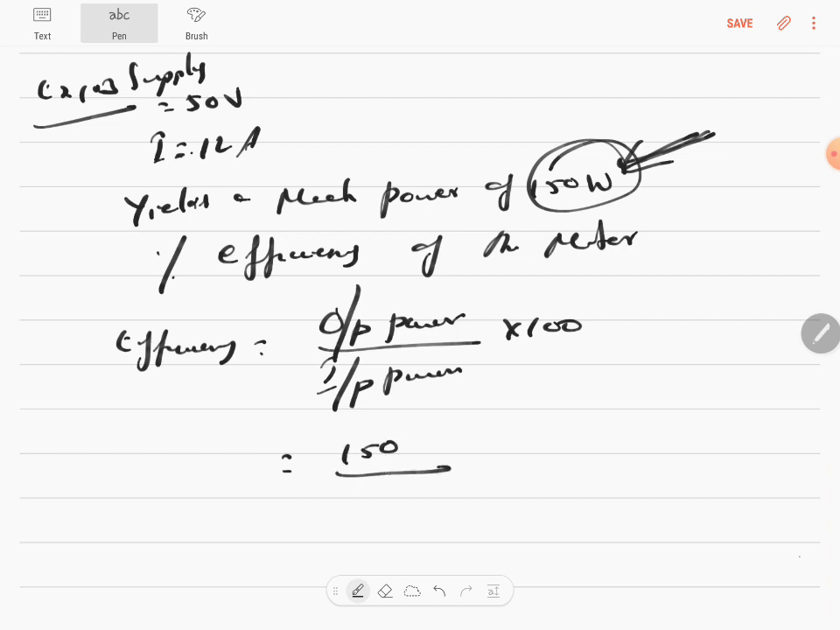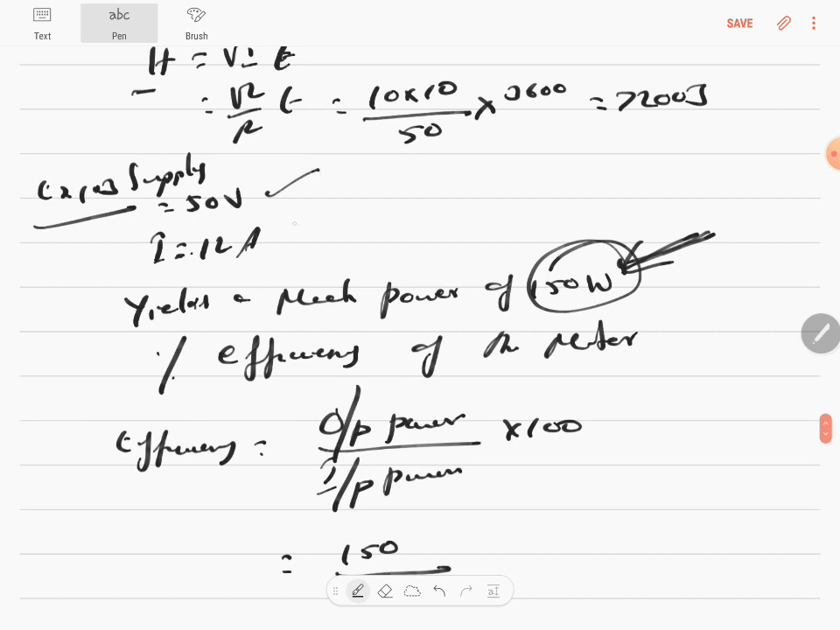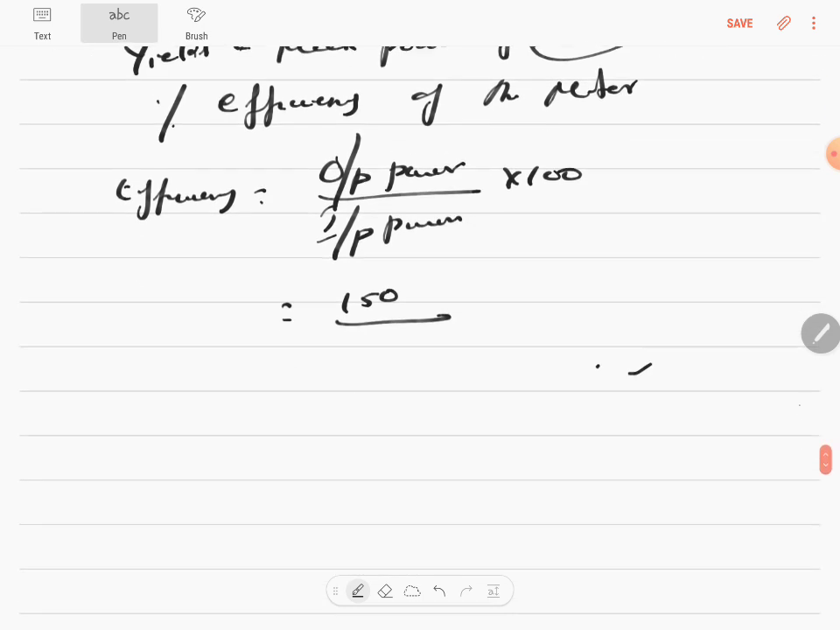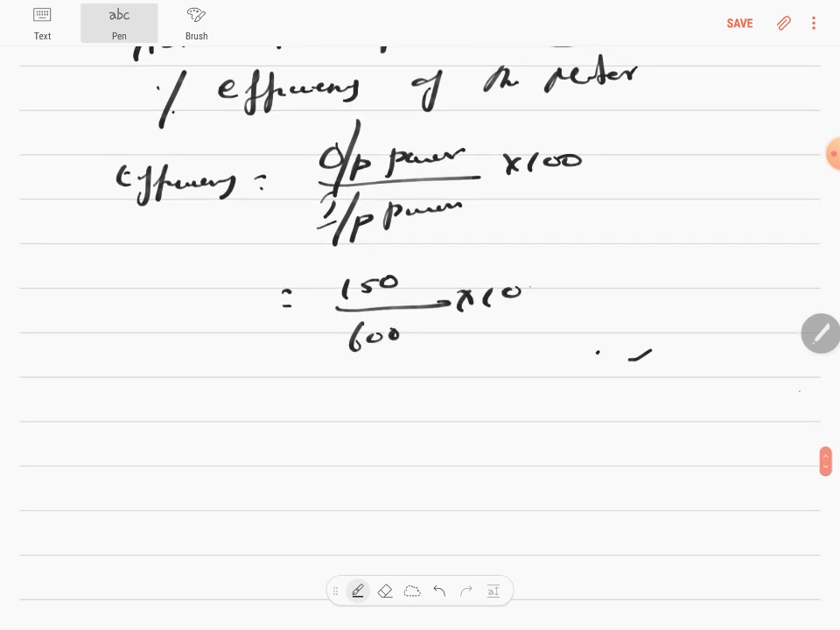What will be the input power? Input voltage is given, a current is also given. With that you can calculate the input power. Input power is just power equals VI. It's 50 into 12, which is 600 watts. So then that will be the input power into 100. So cancel it off and you get answer 6.